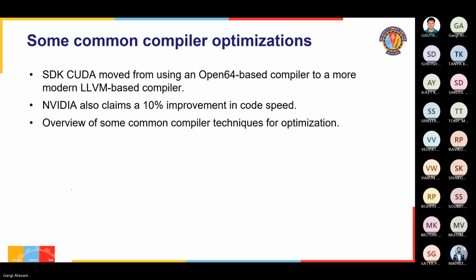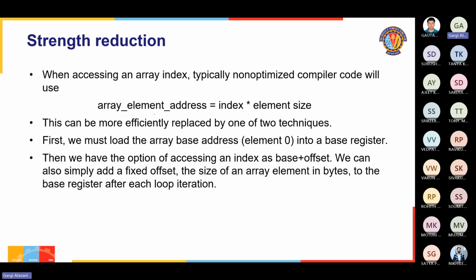So the CUDA SDK earlier used an Open64 based compiler, and then they moved to an LLVM based compiler. And with this movement, NVIDIA claimed that they have achieved a 10% improvement in their code speed. So we'll see some of the compiler optimizations for CUDA that are possible. So one is strength reduction. When you're trying to access some array, what we typically do is the array element address is equal to index into element size, right?